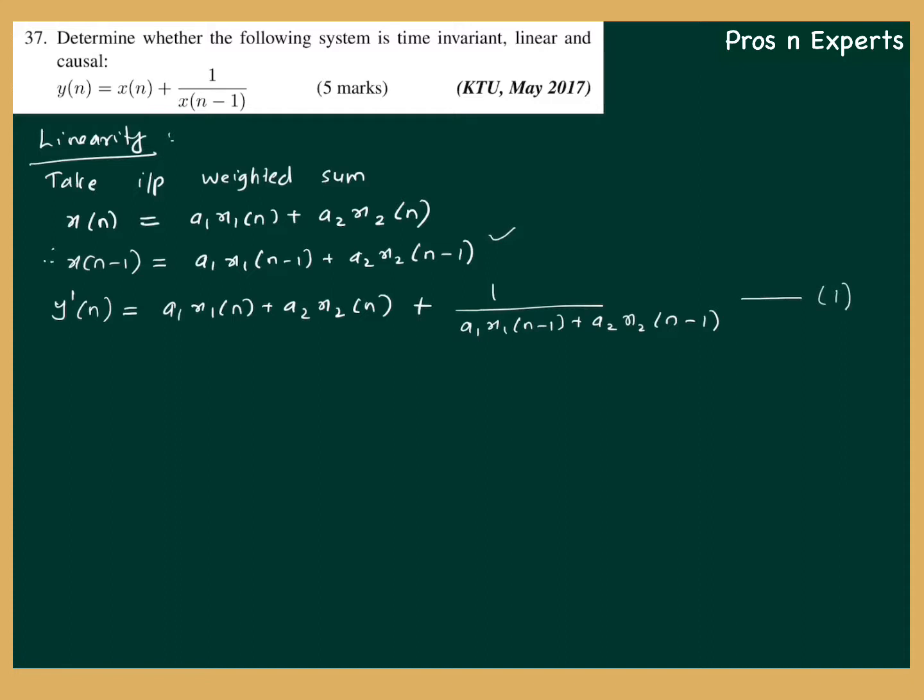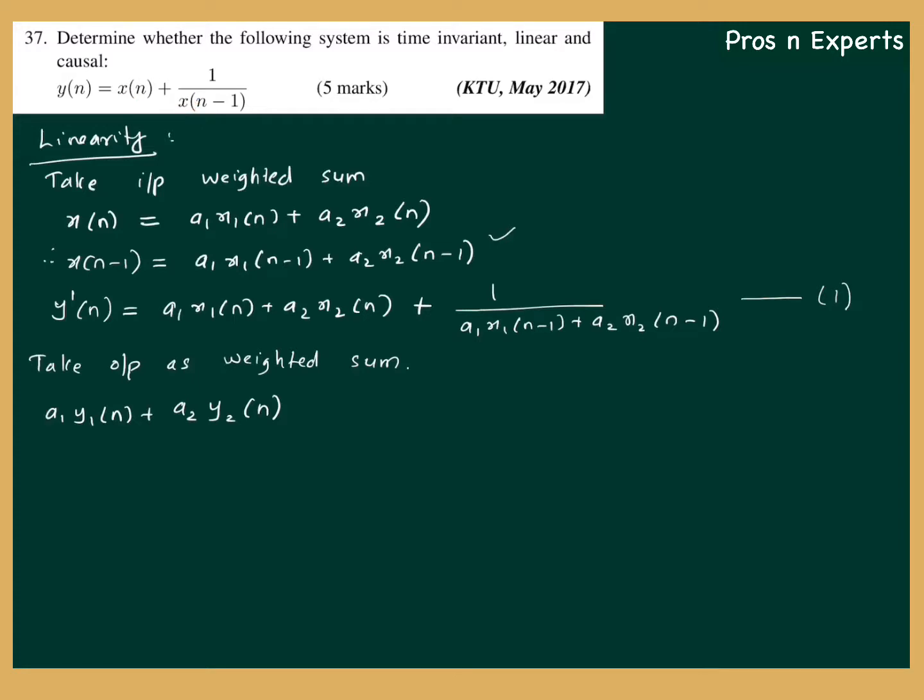This output is obtained when the input is taken as a weighted sum. Now what is the next procedure? Take output as weighted mixture, weighted sum. That means we have to find a1 y1 of n plus a2 y2 of n. Since y of n is equal to x of n plus 1 by x of n minus 1, y1 of n will be a specific case which can be written as x1 of n plus 1 by x1 of n minus 1. Similarly y2 of n is equal to x2 of n plus 1 by x2 of n minus 1.